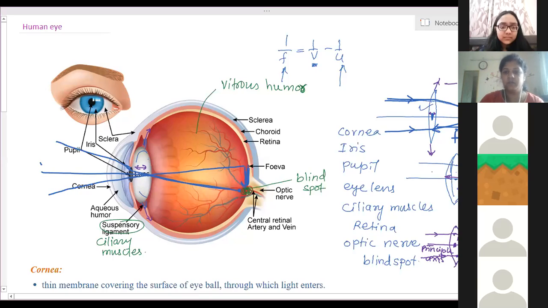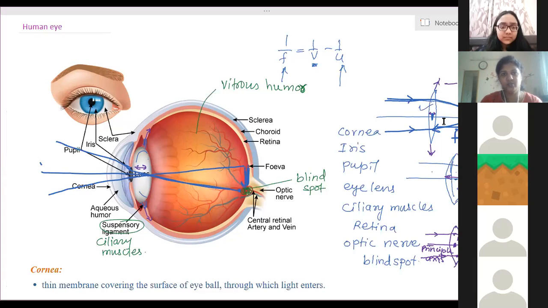So when the lens becomes flat, that is, its thickness decreases, the focal length will increase. And this is needed to see objects which are very far away from us. When objects are very far away, they can be seen when the lens thickness decreases and the focal length increases. This focal length should increase till the object which you want to see.